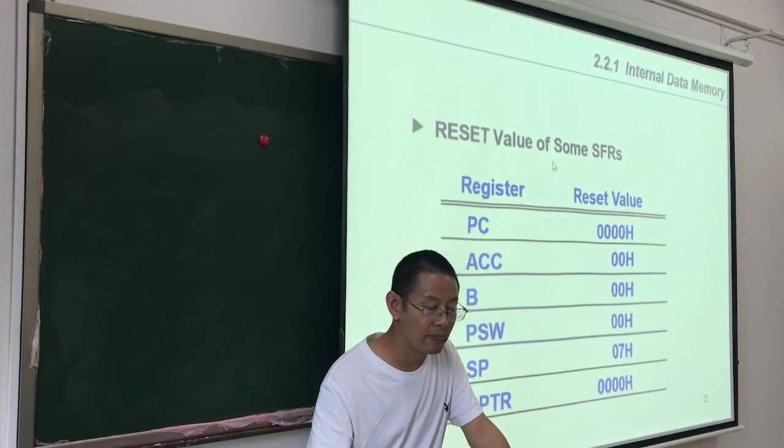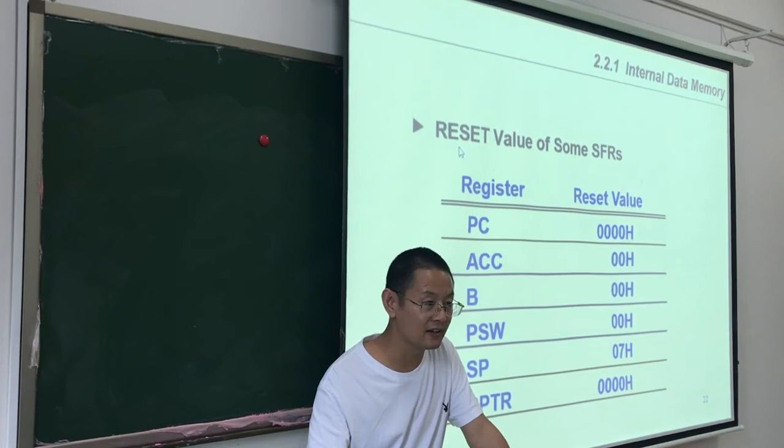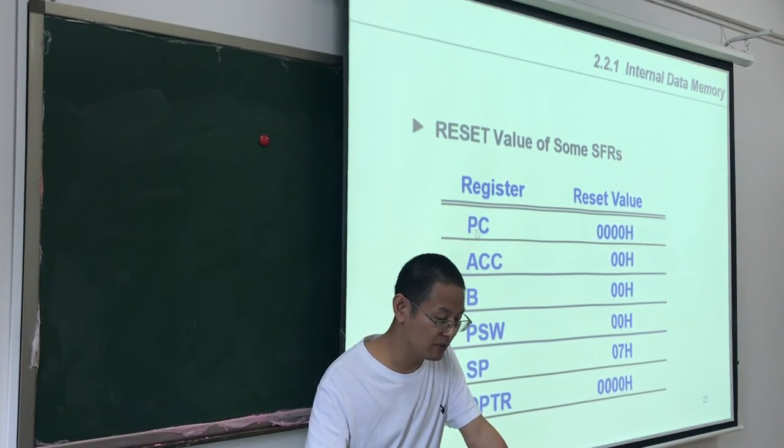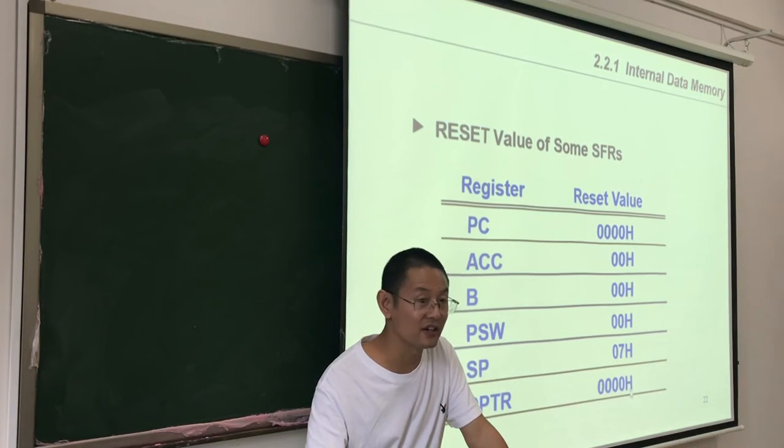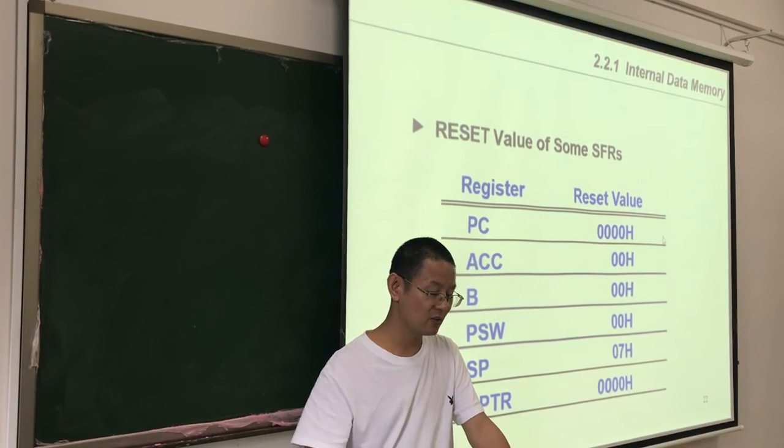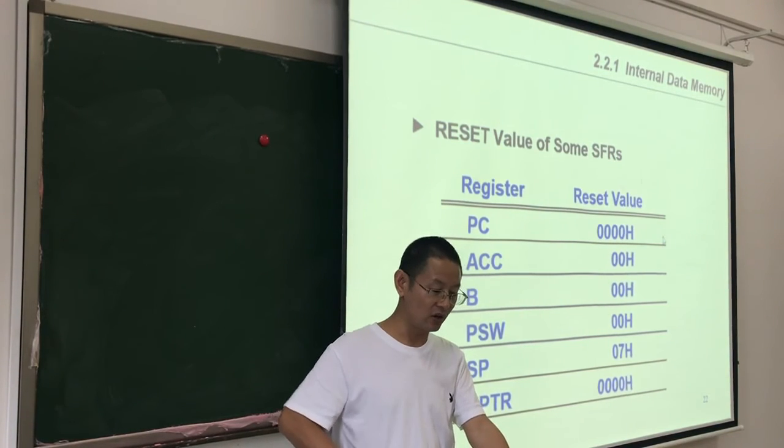When the microcontroller is reset, the default value for the register PC is 00, ACC is 0, B is 0, PSW is 0, SP is 07H, and DPTR is 0. That is just when we reset the microcontroller.